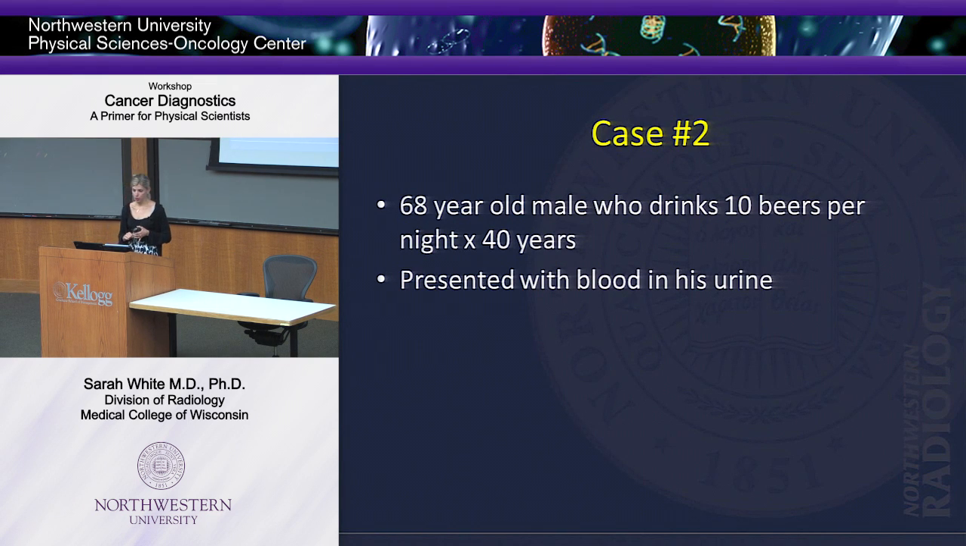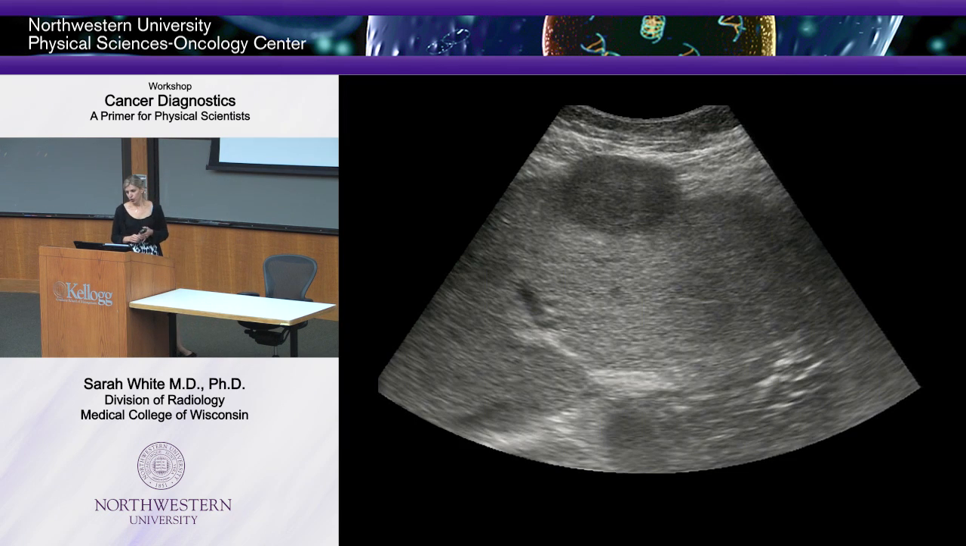Case number 2. We have a 68-year-old man, alcoholic, essentially drinks 10 beers a day, and he did that for 40 years. Okay? He came in and he had blood in his urine. Okay? And they did an ultrasound of his kidneys. They thought, well, maybe you've got a cancer, maybe you've got a kidney stone, let's see.